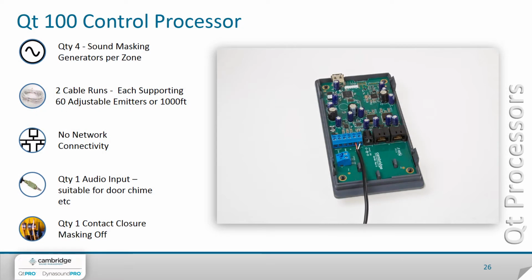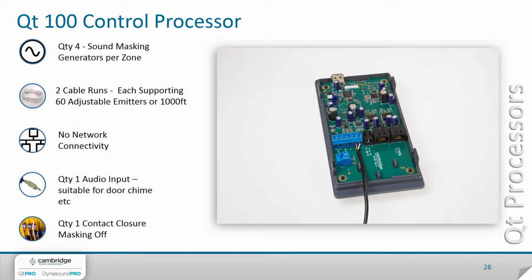The QT100 provides 4 sound masking generators per zone. This is important to alleviate acoustic interference, a topic we will discuss in greater detail in another chapter. 2 separate cable runs are available on the QT100, each capable of 1,000 foot of cable or 60 QT adjustable emitters, whichever comes first.